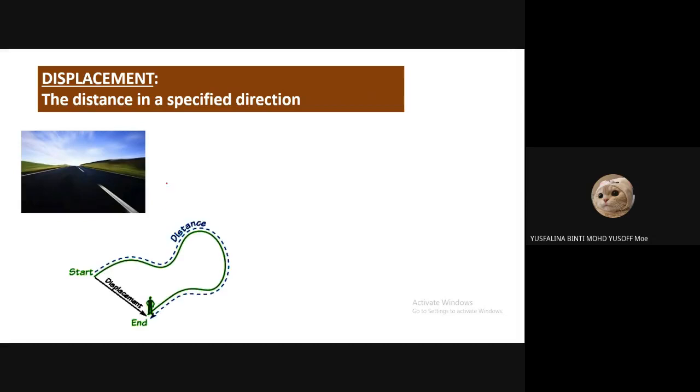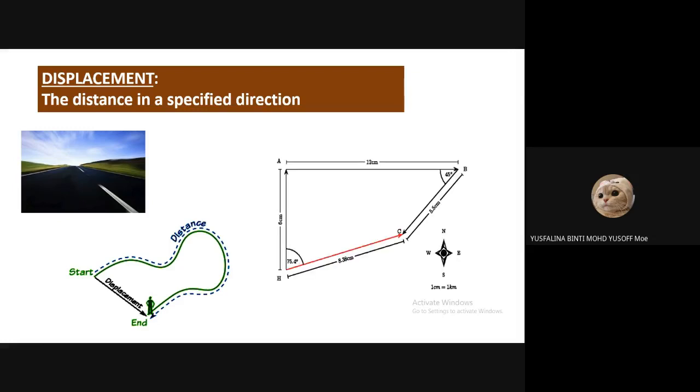So let's say this is the distance. This is called the distance. So displacement is this one, right? Let's say if you took a marathon or something, this one is the distance. If you want the shortcut, this is the displacement, the shortest distance. This is the same example.